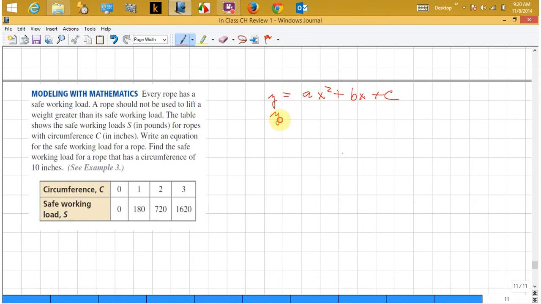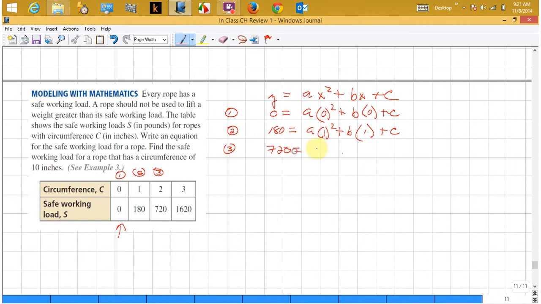So y is 0, so 0 is equal to a times x squared, and for this point right here, x is 0, plus b times x, which is 0, plus c. So there's one equation. I'll just put a little 1 there. That's my first one. For the second equation, I'm going to have the y value, which is equal to 180, is equal to a times x squared, and x is 1, plus b times x, x is 1, plus c. And my third equation is going to be 720 is equal to a times x squared plus b times x plus c.